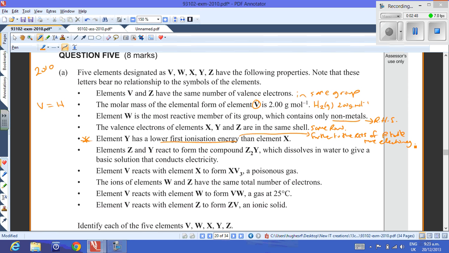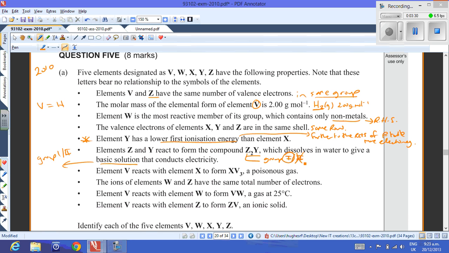The next bullet point, elements Z and Y react to form the compound Z2Y, which dissolves in water to give a basic solution that conducts electricity. Basic solutions arise from group 1 or group 2 metals, because their traditional names were alkali metals or alkaline earth metals. So you know that element Z must be either from group 1 or from group 2. But of course, we've already identified that elements B and Z have the same number of valence electrons, so they should be from the same group. So if hydrogen is from group 1, then this means that Z must also be from group 1. So we can eliminate the possibility of it being from group 2.